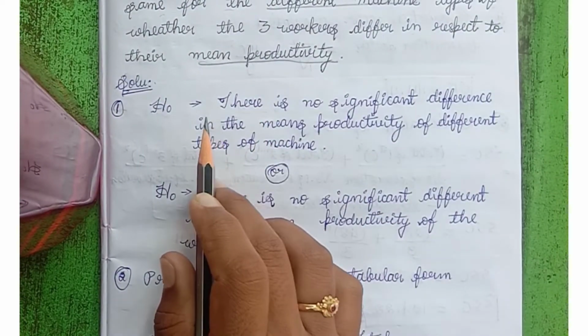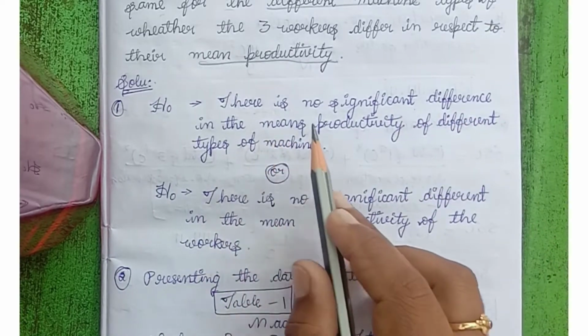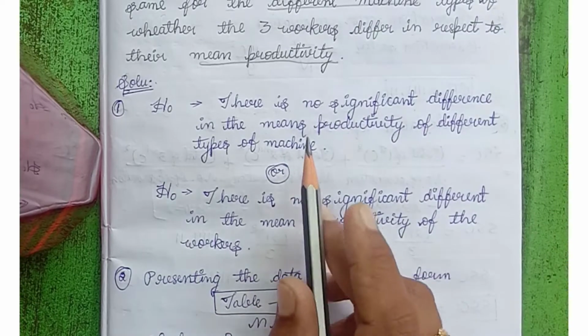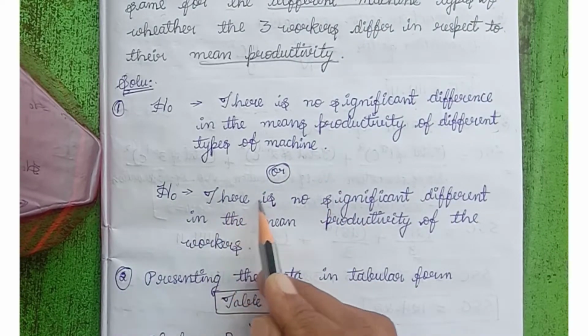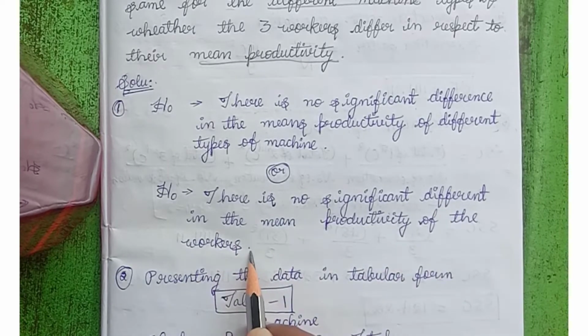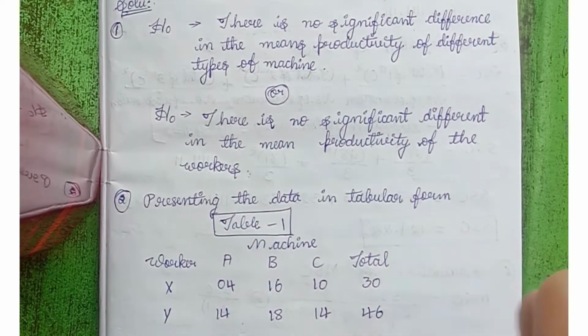First we have to set the null hypothesis, that is, there is no significant difference in the mean productivity of different types of machine. This is one hypothesis, or we can write there is no significant difference in the mean productivity of the workers. Here machines and here workers. We are testing the mean productivity of workers and machines.